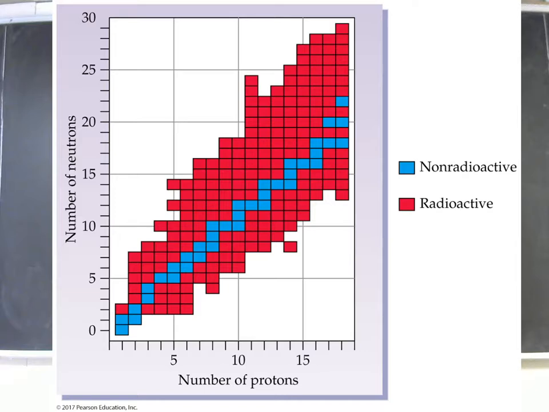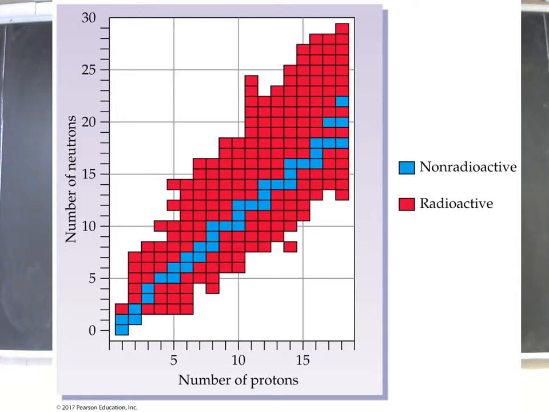You can find carbon, where are we? Carbon only has 6 protons. Okay, perfect. So if you look at 6 and you work your way up there, you can see that 6 protons and 6 neutrons is blue, that's carbon 12. 6 protons and 7 neutrons is blue, that's carbon 13.